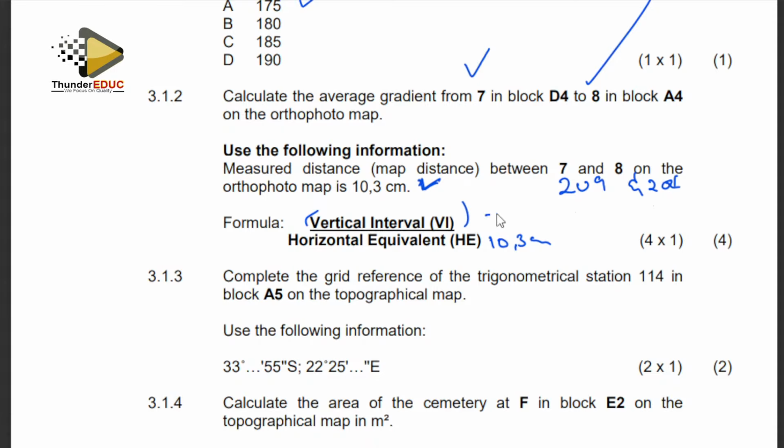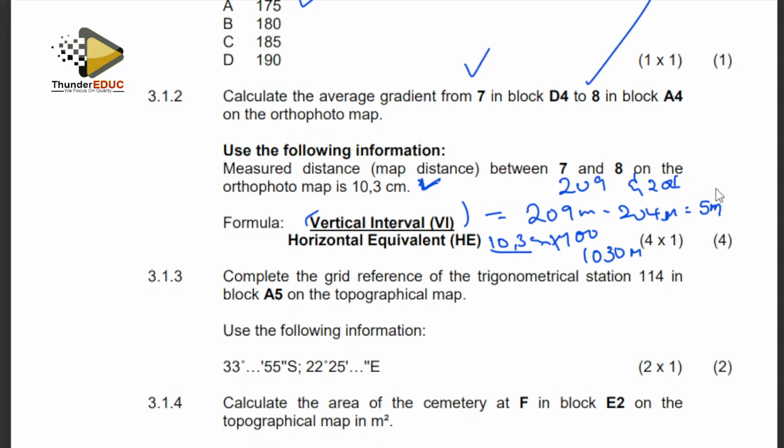So the VI is going to be 209 meters minus 204 meters. What is the answer here? It is 5 meters. So the difference between the two heights above sea level is 5 meters. But the distance between those two places which they have measured for us is 10,3. However, this is in meters and this one is in centimeters. So we must change this to look like that. We multiply by 100, so it becomes 1030 meters.